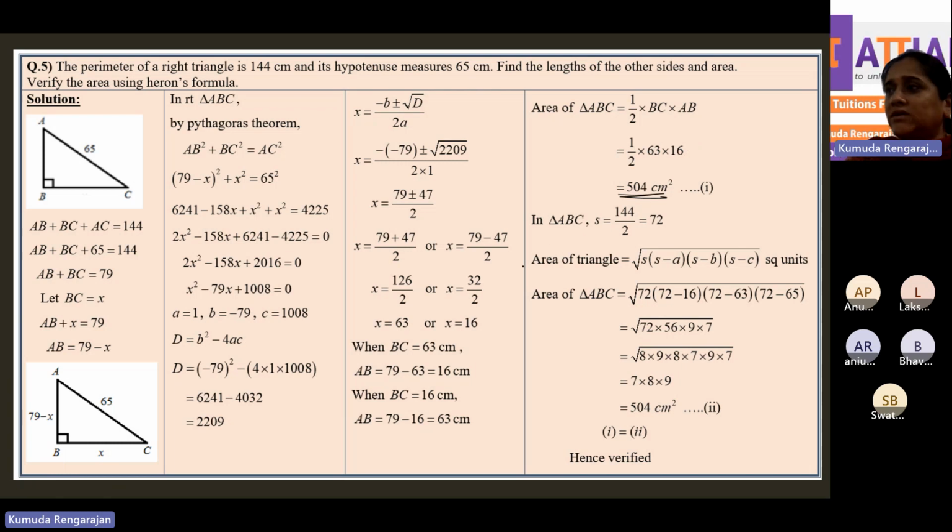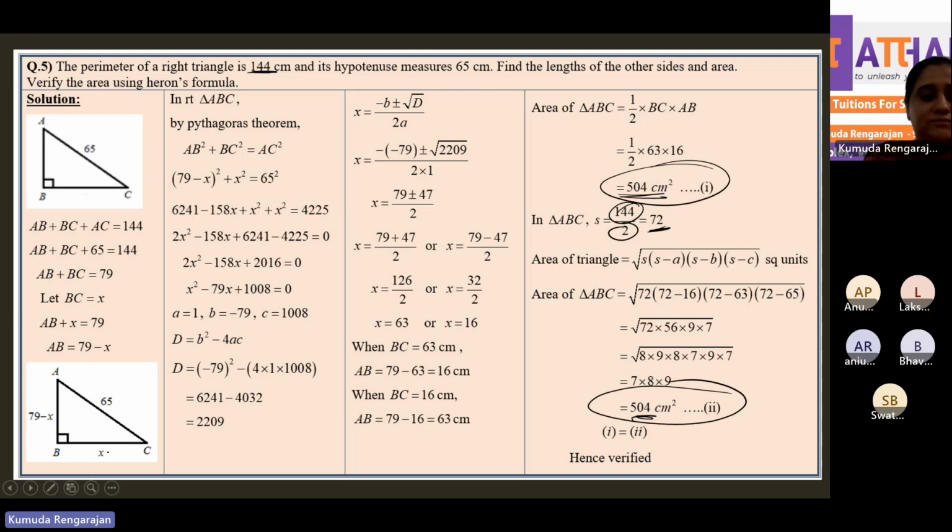Now verify this using Heron's formula. So for that, perimeter by 2. What is the perimeter? 144. Perimeter by 2, semi-perimeter. Then the formula. Substitute, see we get 504. I've called this answer as 1 and this one is 2. 1 is equal to 2, hence verified.